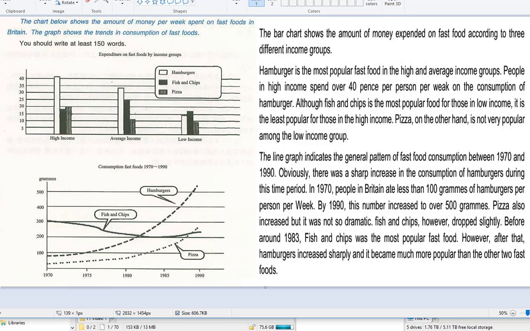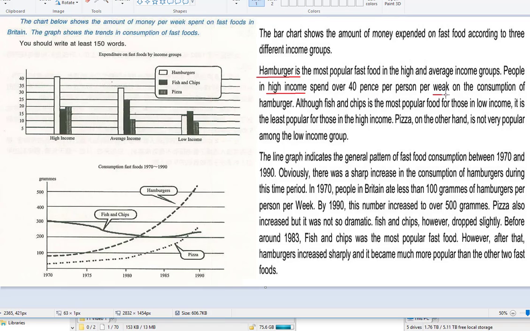Okay, as far as vocabulary goes, not "hamburger is," but hamburgers, plural. So hamburgers are the most popular fast food in the high and average income groups. Okay. No, not "people in high income." You're talking about a group, so "people in this group."